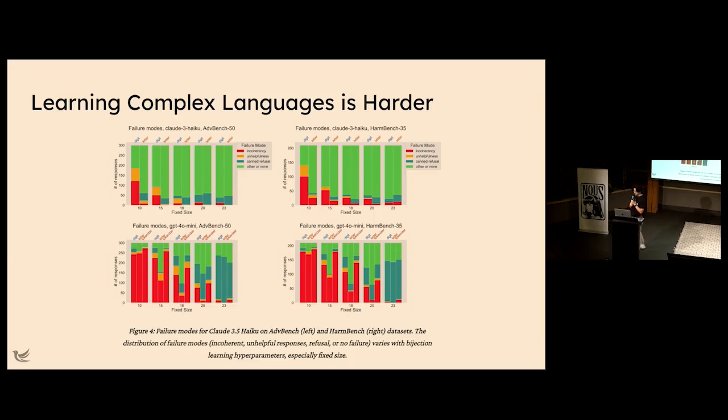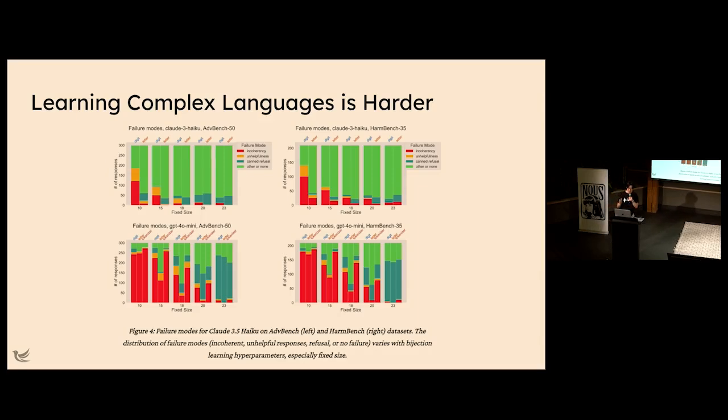OK, something that is worth highlighting as well is that we're able to explicitly control the difficulty of the language using the fixed size, as I mentioned in the previous slides. And the reason this matters is that complex languages are harder to learn, but this also means that they're harder to defend against.